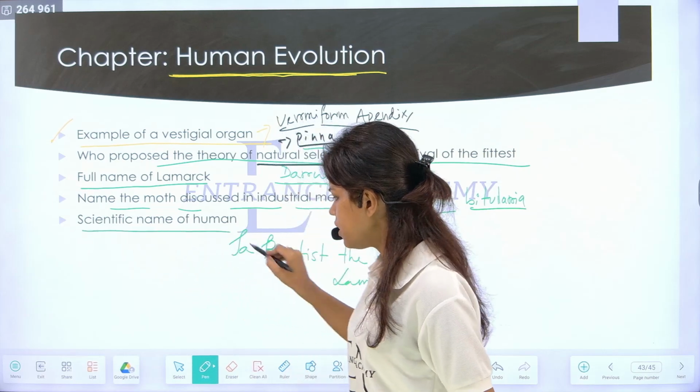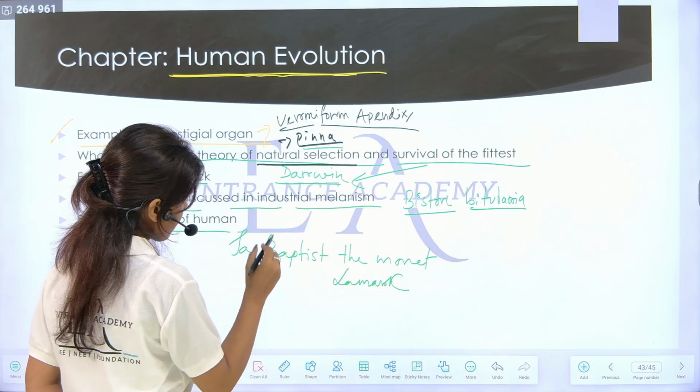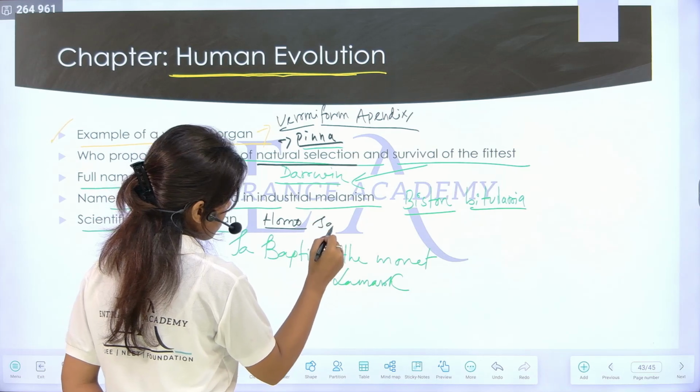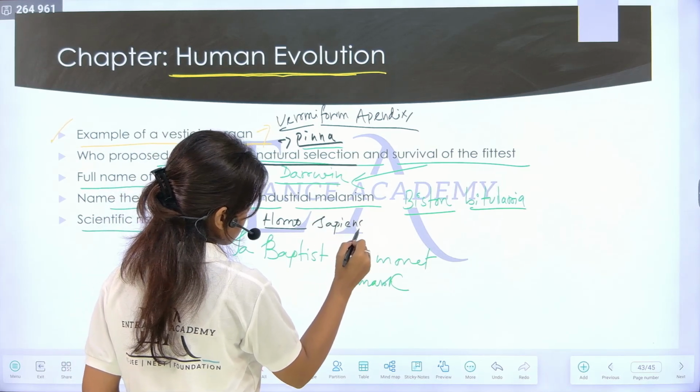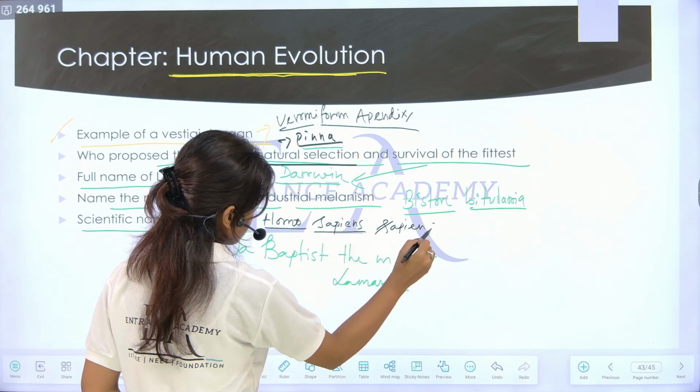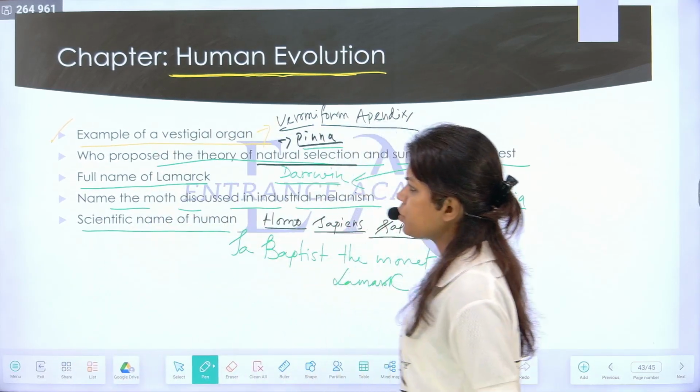Scientific name of human. This is the last question from this part. Homo sapiens. This is the scientific name of human.